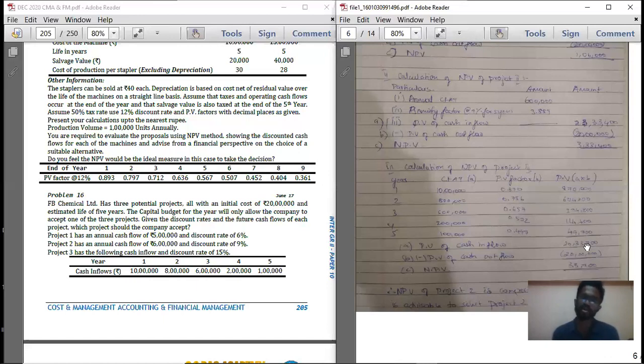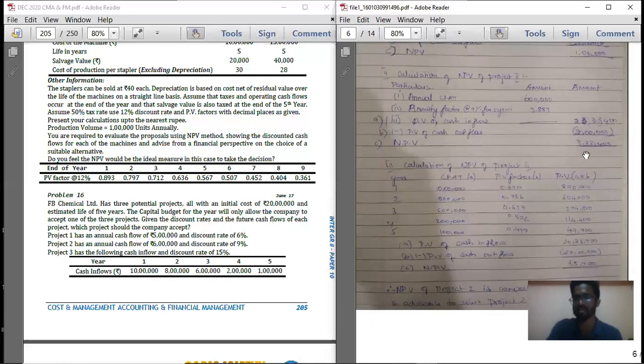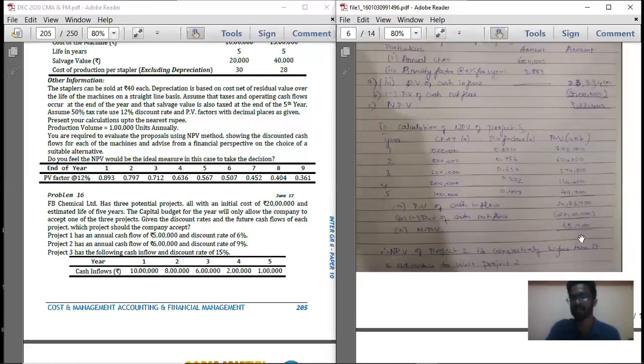See, when you compare all three NPVs, NPV of project 1 is 1,06,000, NPV of project 2 is 3,33,400, and NPV of project 3 is 33,100. So NPV is higher under project 2, so that project should be acceptable. Below that record comment: NPV of project 2 is comparatively higher. Hence it is advisable to select project 2.